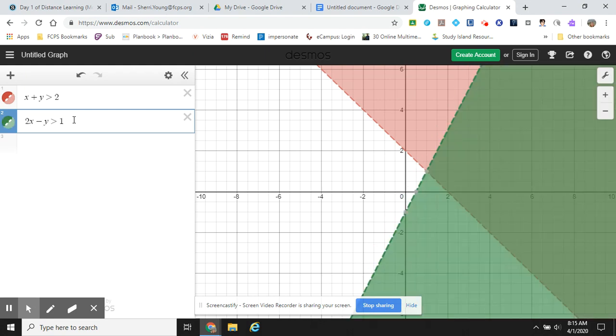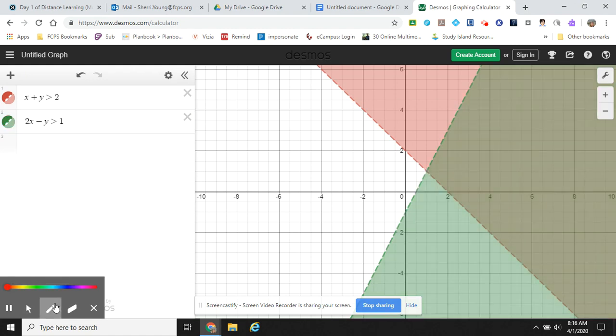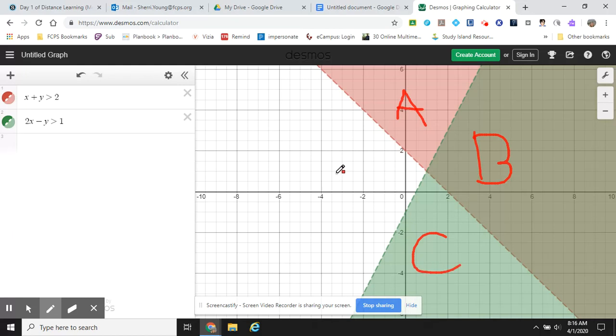Now you see here, both of them are dotted lines. There was a solid line on the last one, but both of these are dotted lines, which means none of the points directly on the lines are solutions. So if the question was A, B, C, or D, which region is the solution to the system of inequalities? If you saw that it's B, you got it right. So now you're ready to go in and do the assignment.